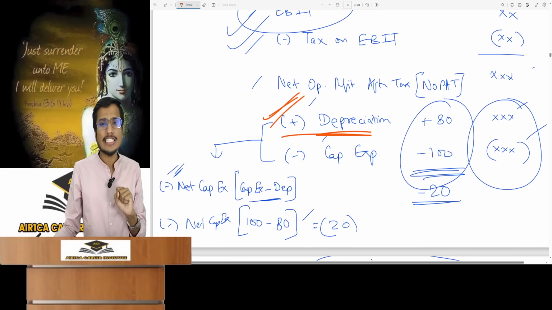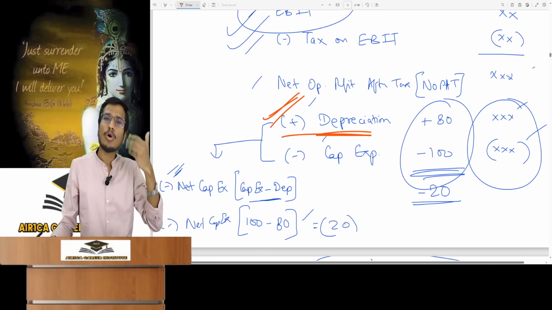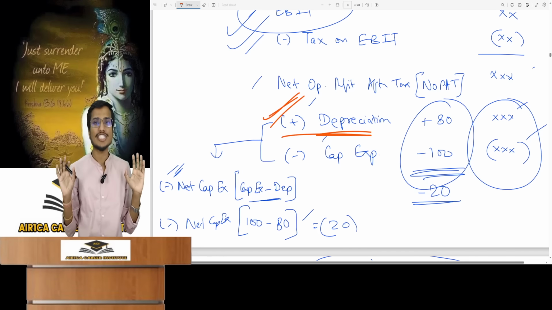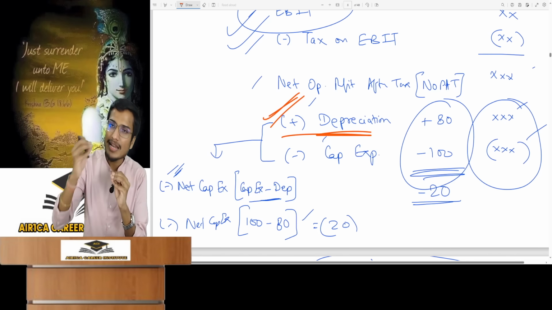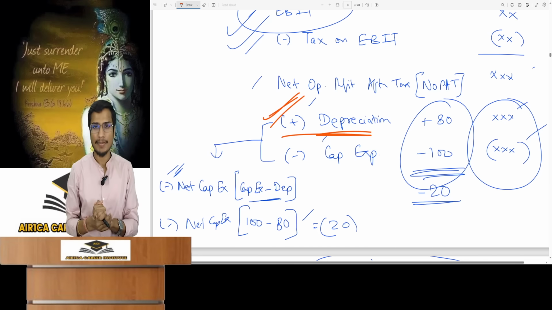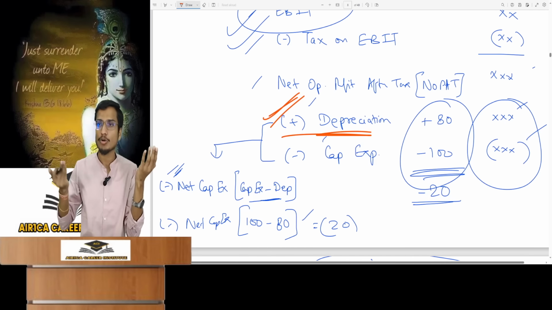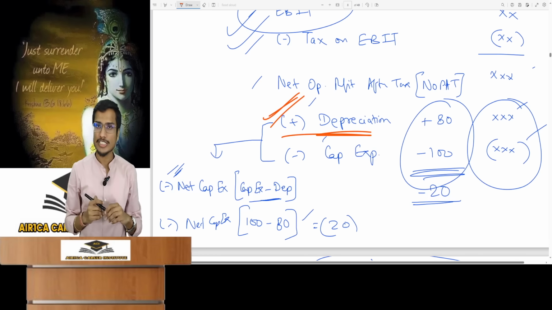Is depreciation the only non-cash adjustment? Other non-cash items exist, but it's generally just depreciation, and in exams you'll only find depreciation. You won't find any other non-cash item in the exam questions for this method. If you find one, then adjust for that as well. But making a long list is pointless, since the most important thing is to know the logic.